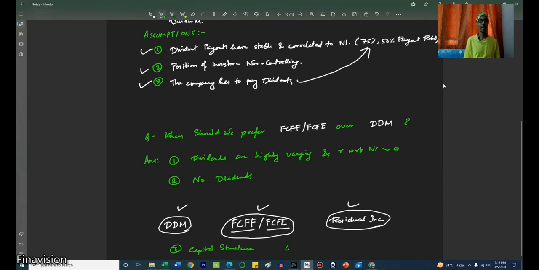And along with this, when free cash flow has a nice correlation with the net income, right? Free cash flow, if it has a very predictable relation with the net income, then it becomes easier to use this kind of a model to value the company. And if these four reasons together are present in a company, then DDM becomes a less preferable option. Free cash flow valuation becomes a more preferable option.